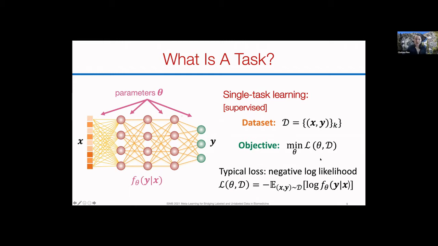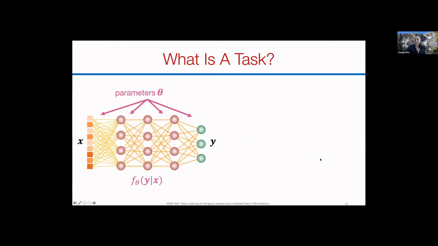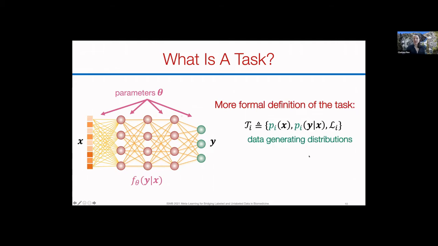More formally, you can also think of it as essentially corresponding to the data generating distributions over your inputs X and your label given the X, as well as some loss function. And then for each of these tasks, you would have some corresponding data sets. I can break down your data set into a train set and a test set, and assume that you have a train and test set for every single task. So for example, having a train and test set for every single condition or every single cell type.